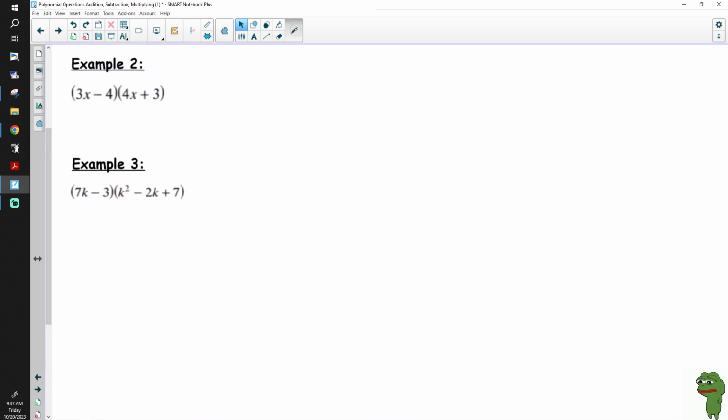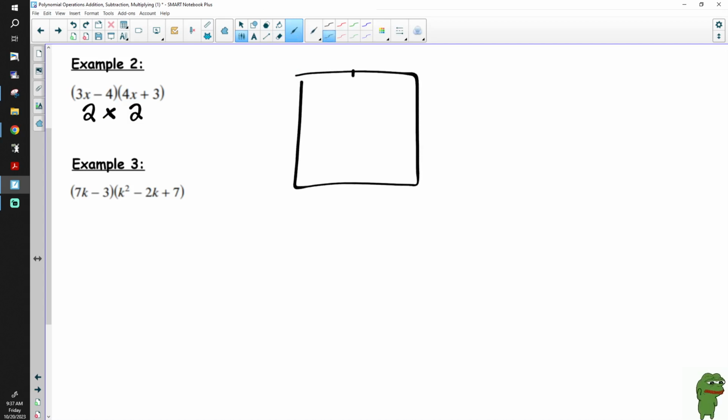Okay, example 2. Our first polynomial has how many terms? 2 terms. Our second polynomial has how many terms? 2. So we are going to make a 2 by 2 box. 2 by 2. Like that, 2 by 2.